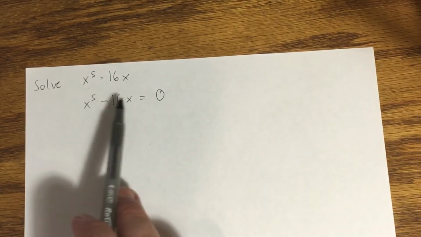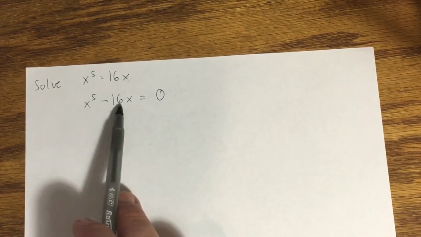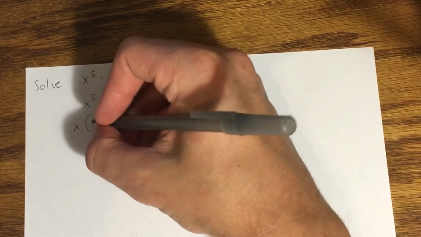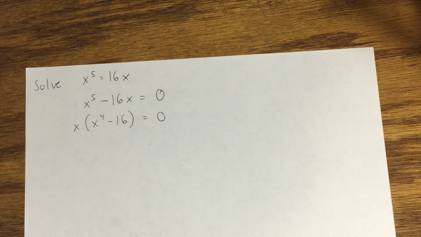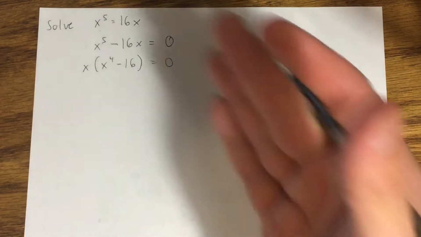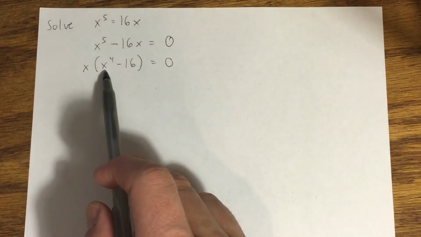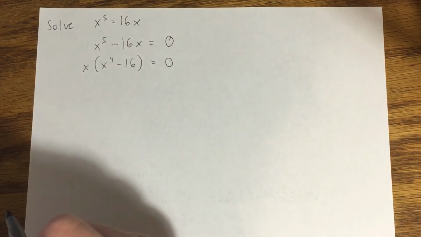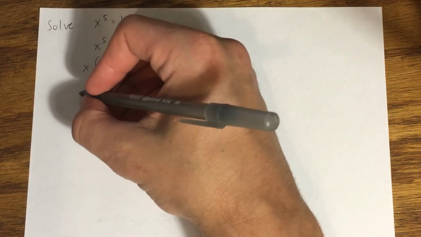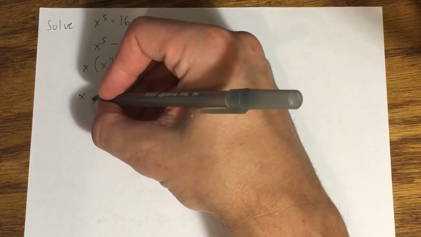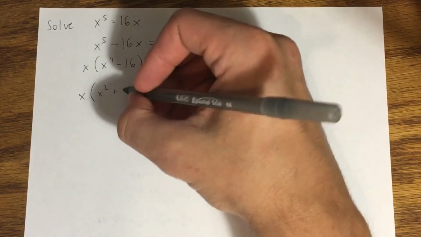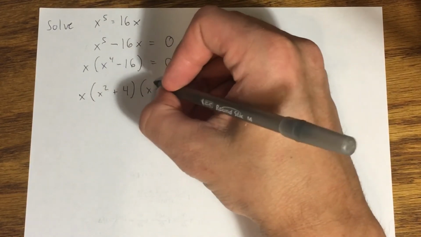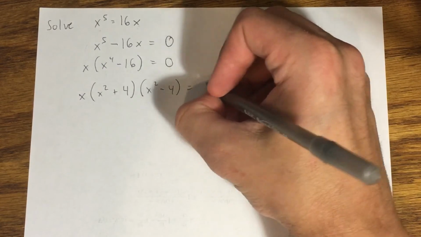Now I have a GCF, a common factor that I can take out. I can pull an x out of this. It becomes x times x to the fourth minus 16. Okay? Now from our factoring unit, our topic on factoring, we should recognize this thing in parentheses as a difference of two squares. So that being said, let's try and factor this further. X times, this should look like x squared plus, what's the square root of 16? That would be 4. X squared minus 4 equals 0.